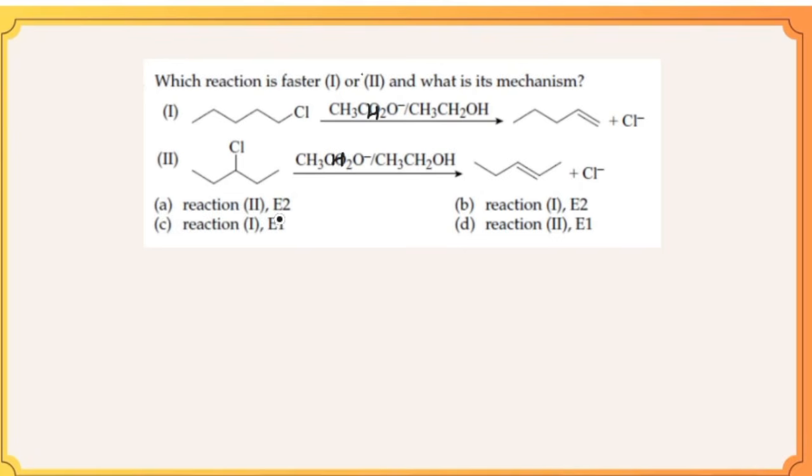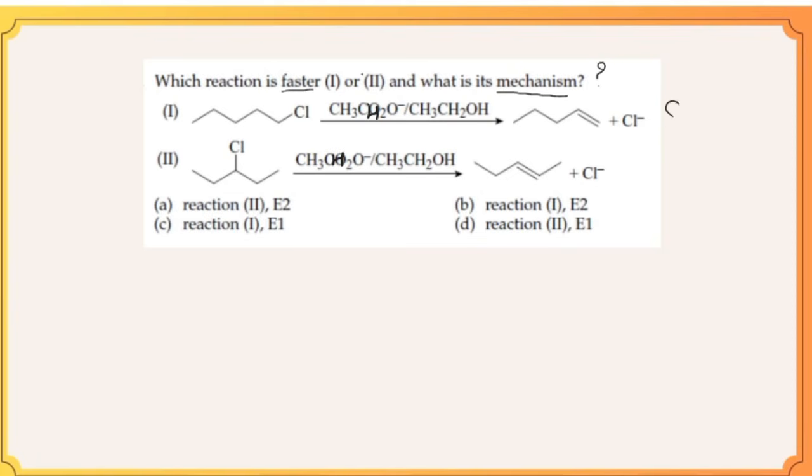For the last question, you have to find out which of the given two reactions is faster and what is the mechanism involved in that reaction. You can see in the first reaction, 1-chloropentane when treated with ethoxide in ethanol is forming 1-pentene. In the second reaction, 3-chloropentane, same reaction condition, that is ethoxide ethanol, is forming 2-pentene.